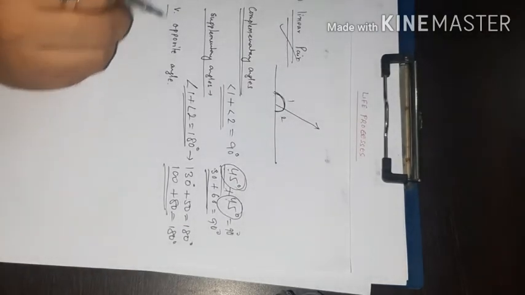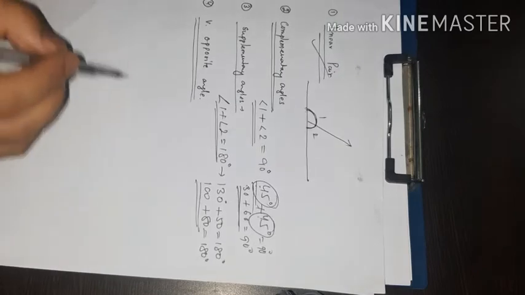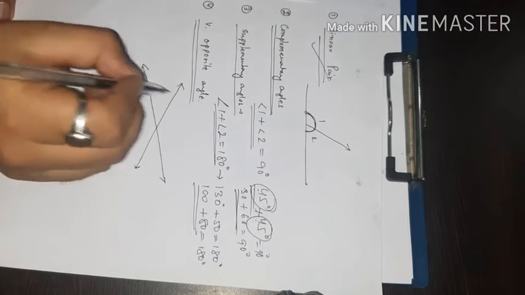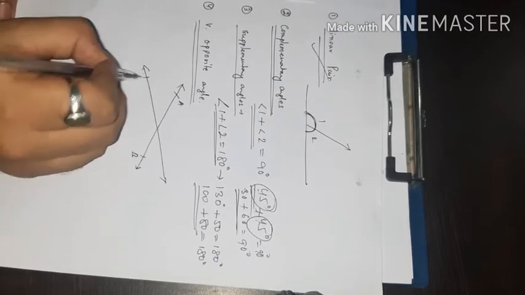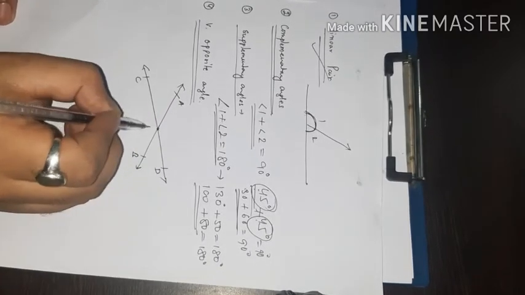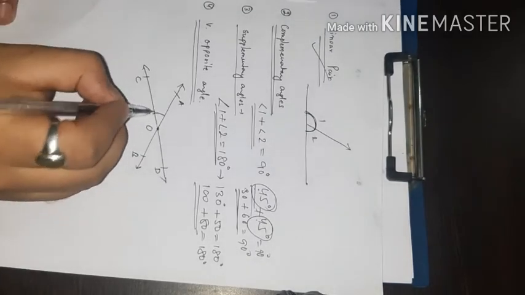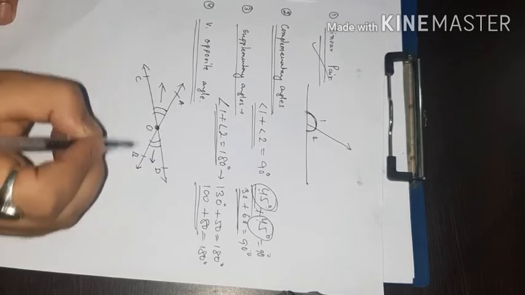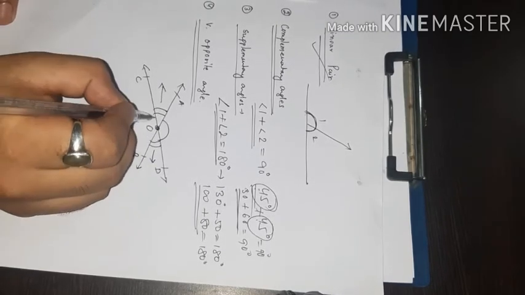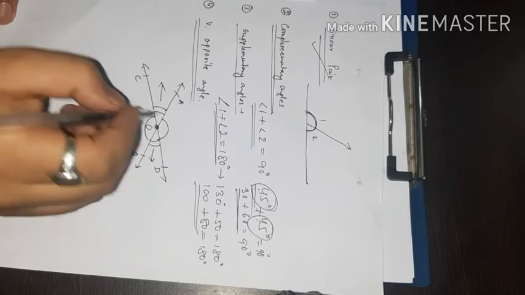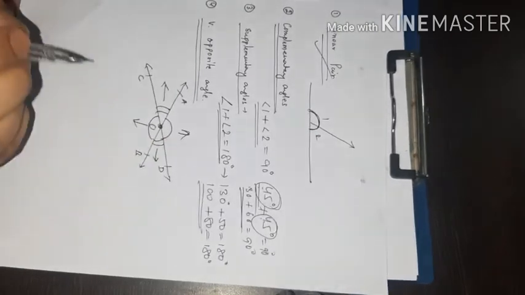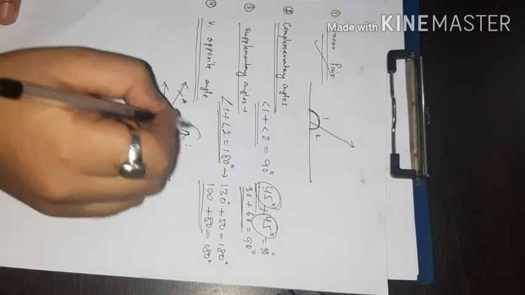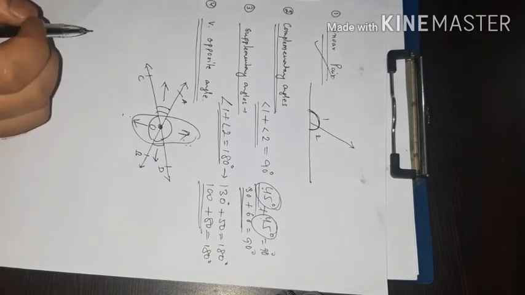Then another we have is vertically opposite angles. Vertically opposite means if we have two line segments or two lines, A, B, C, D, intersecting at O, then the angles opposite to each other at this vertex are vertically opposite angles. This angle and these angles are also equal. This one is going upwards, this one is going downwards. So they are opposite to each other, but their angles will be equal. So this is your vertically opposite angle.